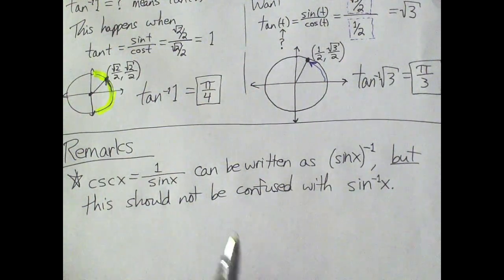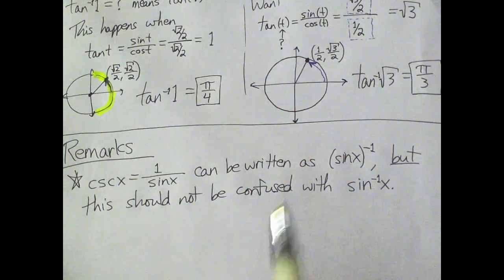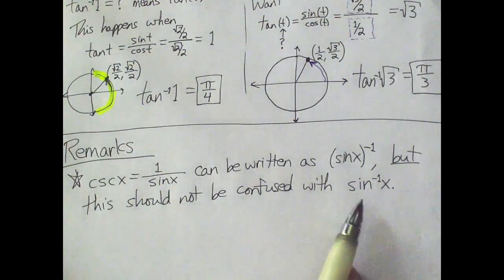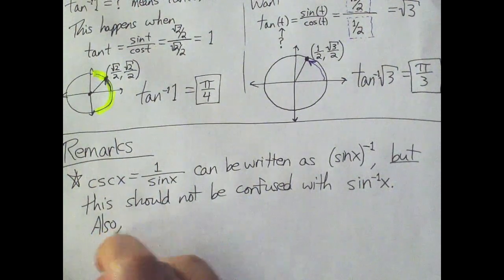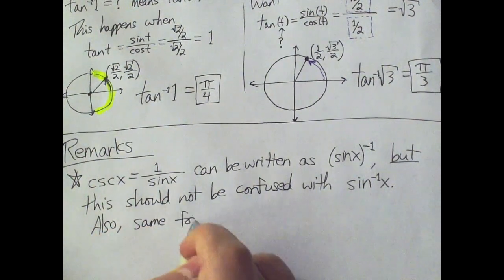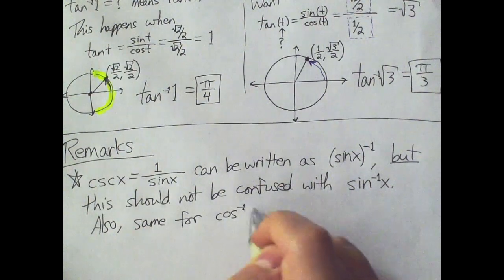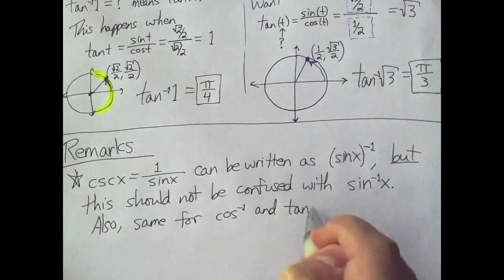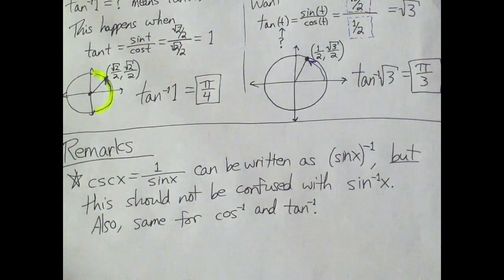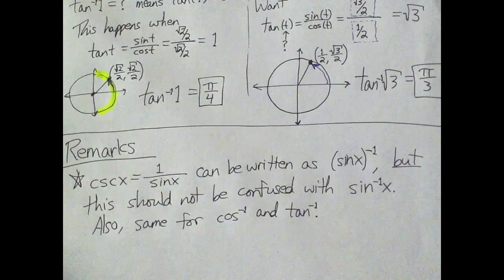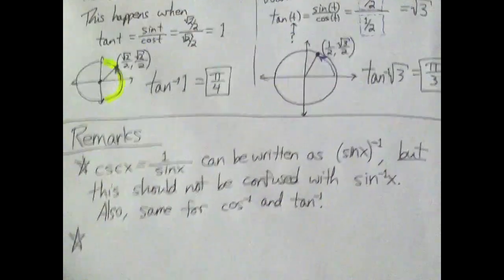Okay? And I'm saying this should not be confused with it, but I will admit to you that the notation that we use is confusing. I wish we had a different notation for inverse, but this is what we've got. We used the little -1, so just be careful to not mix them up. Also, same for inverse cosine and inverse tangent. They do not mean reciprocal. They don't mean 1 over cosine and 1 over tangent. So that's my first remark.